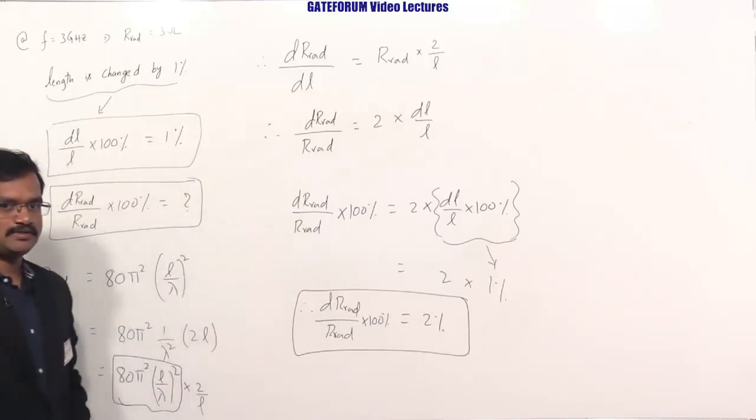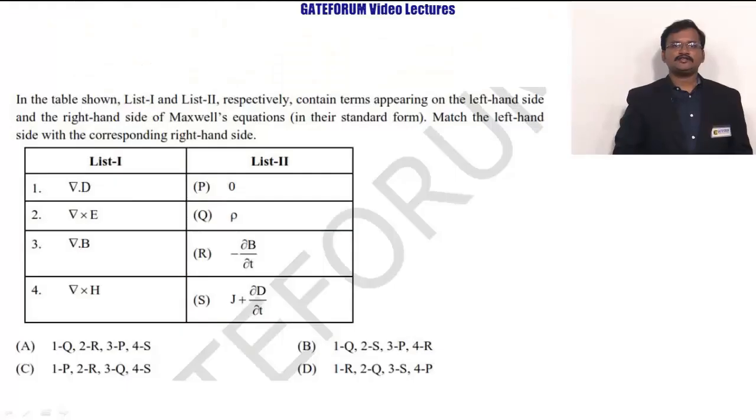In the table shown, list 1 and list 2 respectively contain terms appearing on the left hand side and the right hand side of Maxwell's equations in their standard form. Match the left hand side with the corresponding right hand side.